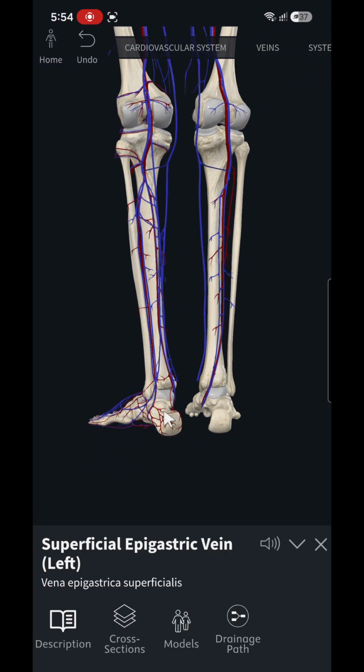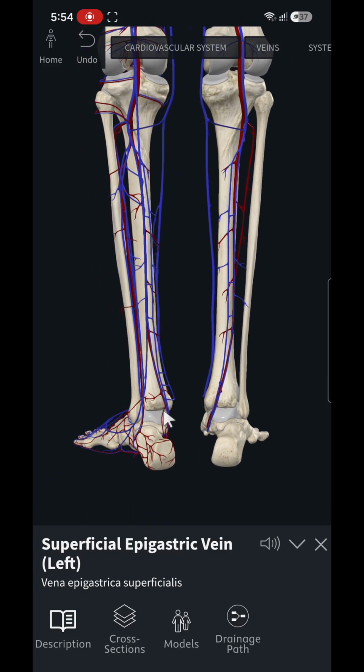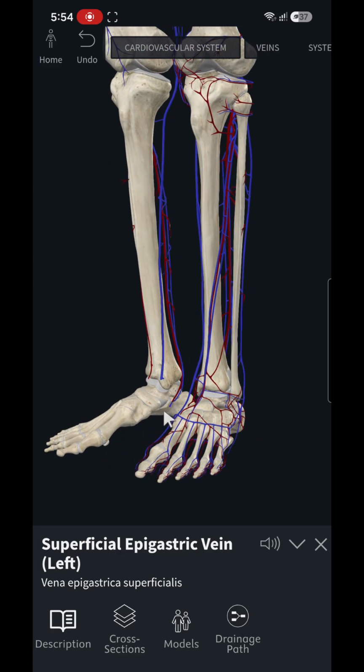When we get here, also the calf veins run alongside the arteries. So the anterior tibial, posterior tibial, and fibular arteries, as we are going to see throughout the video, are surrounded by two veins. Each artery is surrounded by two veins throughout the calf muscles, okay?